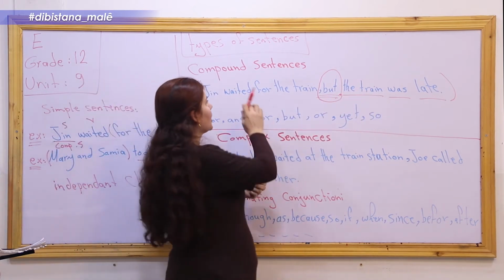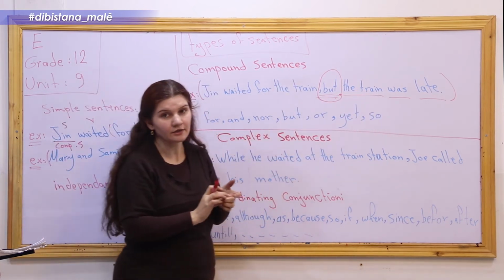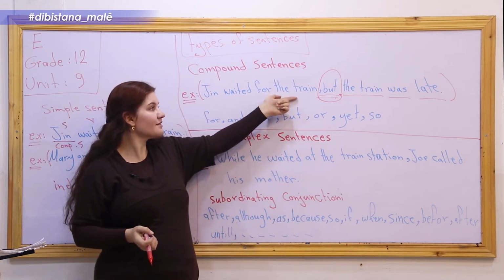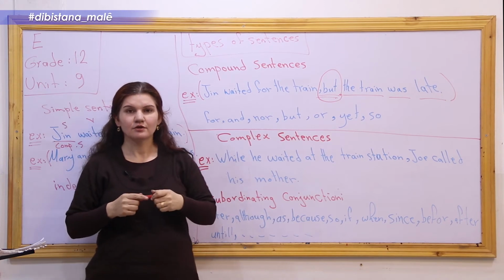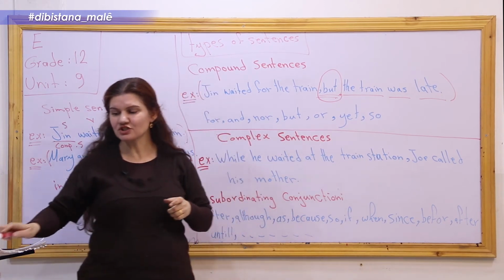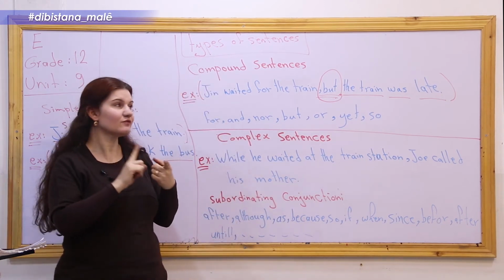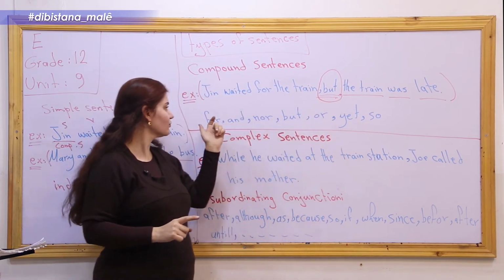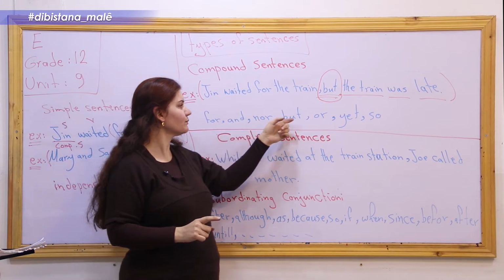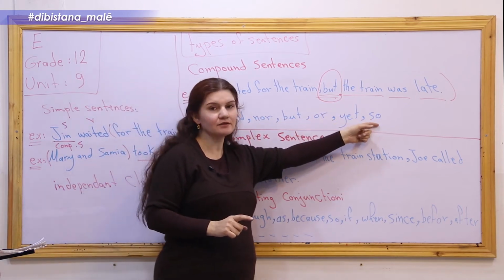It became a compound sentence. Why? Because it's made up of two independent clauses. A compound sentence is made of two independent sentences joined by a coordinating conjunction: for, and, nor, but, or, yet, and so.